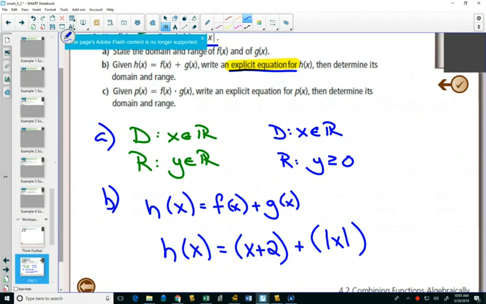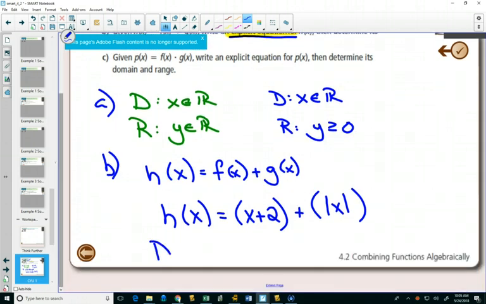And with this, we want to determine domain and range. The domain is the easy one. Once you've written your explicit equation here, you look at h of x and say, are there any non-permissible values? Anything you're not allowed to put in? No. So that would mean our domain is everything.